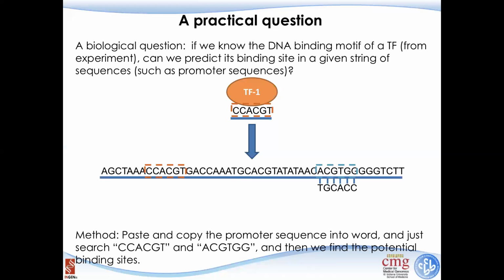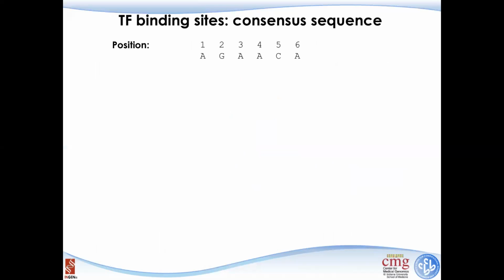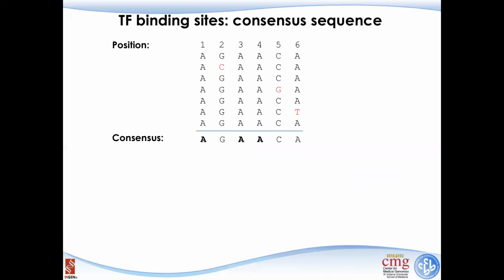But the question is, if I see some sequence like GCACGT, do you think it's a binding site or not? How can we know that? So first, as I said, if we have multiple sequences that have similar sequence information, maybe we can get the consensus sequence. Here is a simple example.